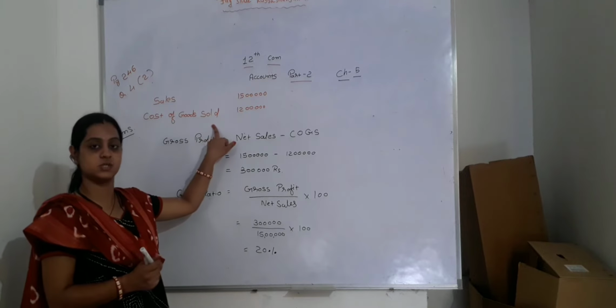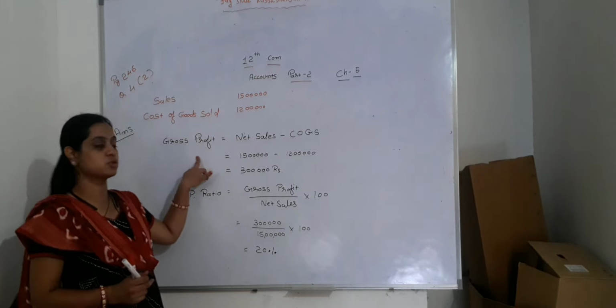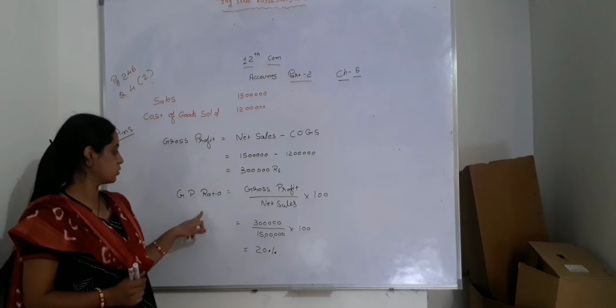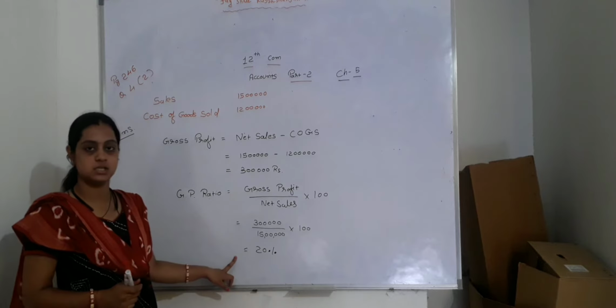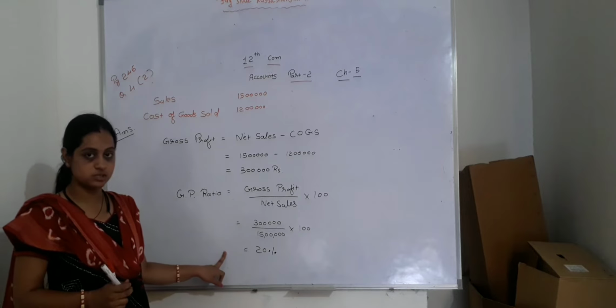Again, sales and COGS are given. First of all, we have to find gross profit and then we'll find gross profit ratio, and that is 20%. Understood?